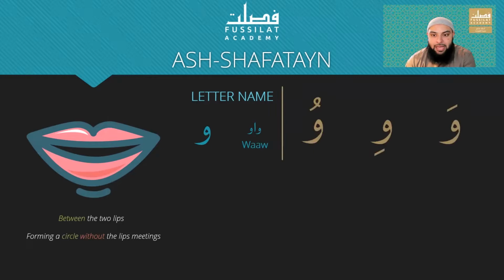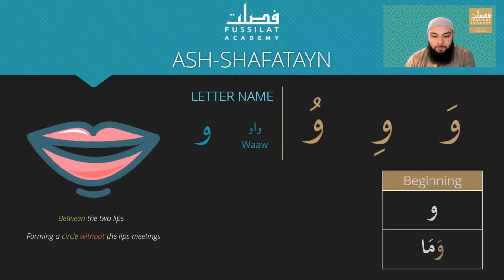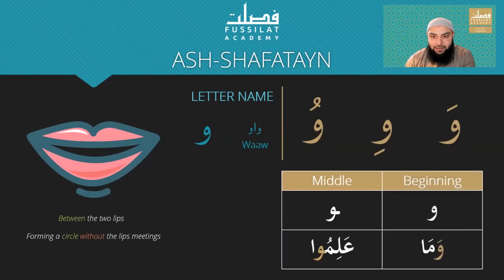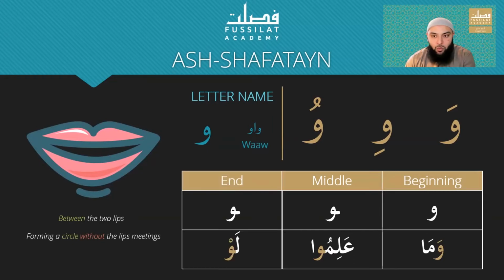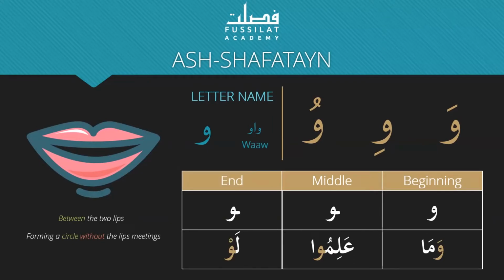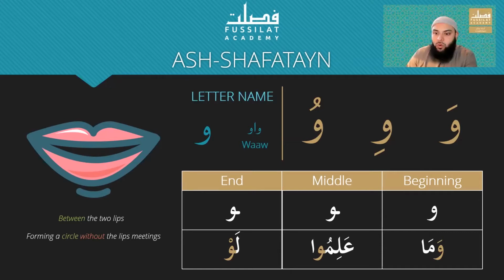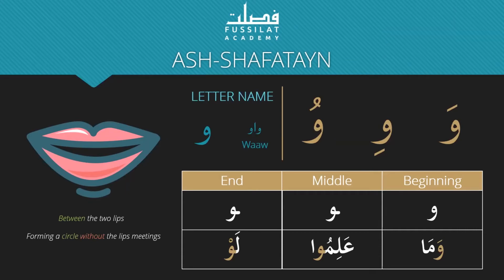So wa, we, wu, wama, alimu, law. What you did the first time, you bounced it slightly. You said low. So law. Good.